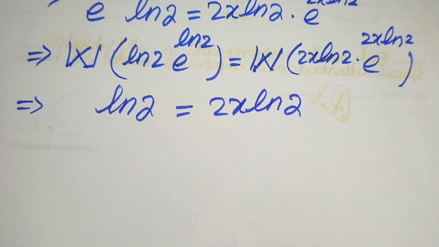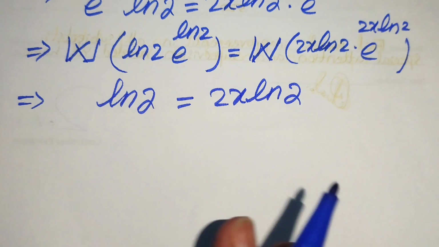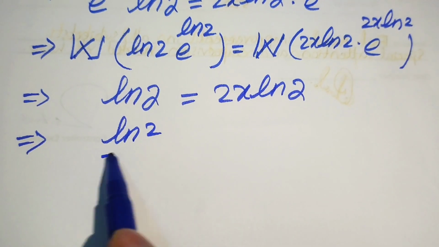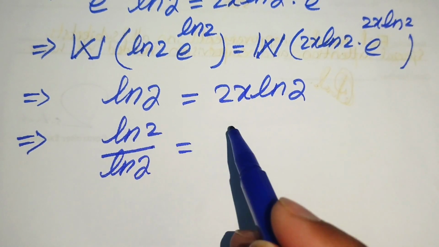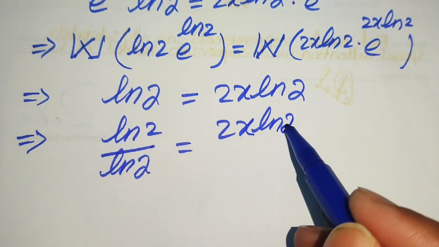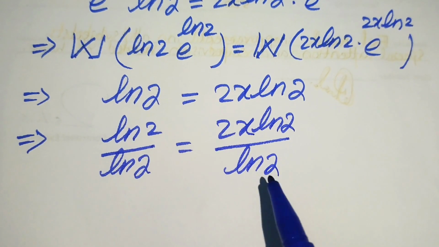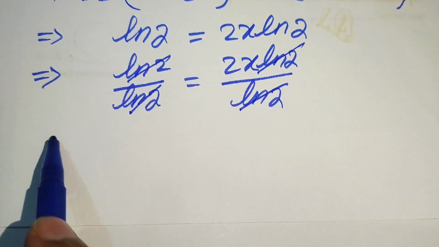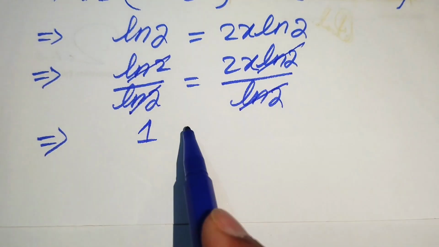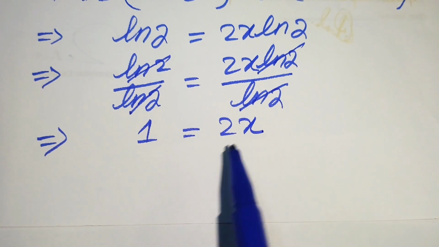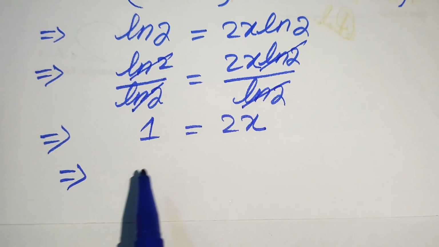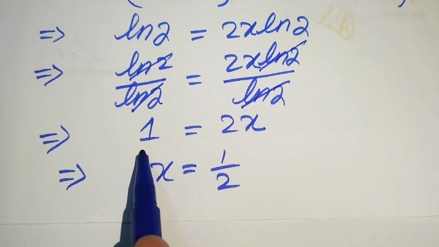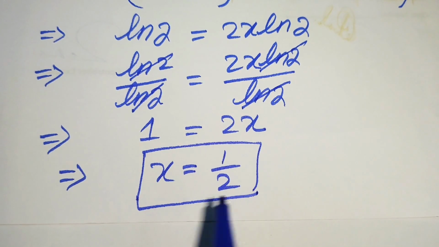Okay, so here our target is to find the value of x, so now we divide both of the sides by log 2 because this is the common term. So we divide both sides by log 2, and this is 2x log 2 divided by log 2. Further, this log 2 is cancelled out by this log 2, and we obtain 1 is equal to 2x. So this implies that the value of x is equal to 1 over 2. So this is the final answer of this question.